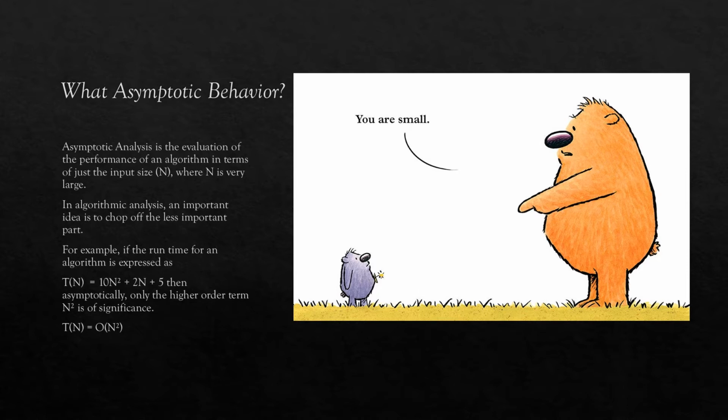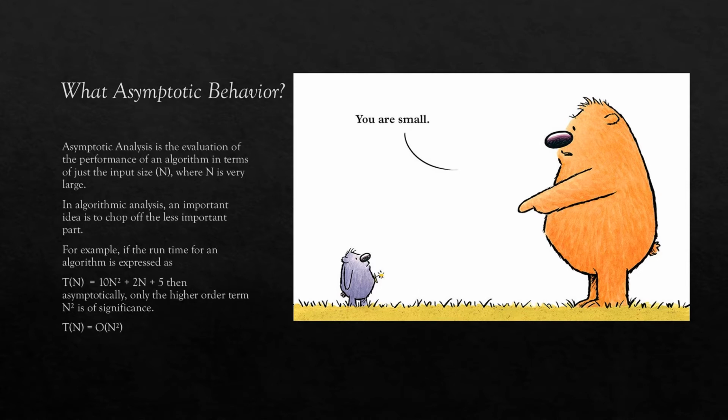What is asymptotic behavior? Asymptotic analysis is the evaluation of the performance of an algorithm in terms of just the input size, where n is large. In algorithmic analysis, the important idea is to remove the less significant part in terms of measuring the time complexity while the algorithm is executed.